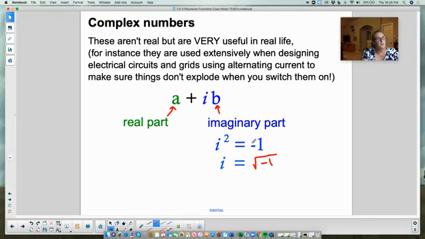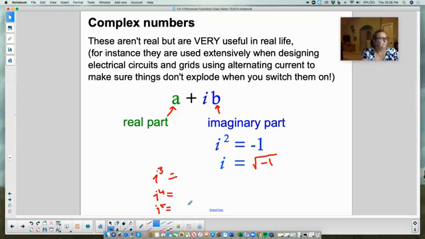So if i squared equals -1, you tell me, what does i cubed equal? You work this out. What does i to the power 4 equal? What does i to the power 5 equal? What does i to the power 6 equal?